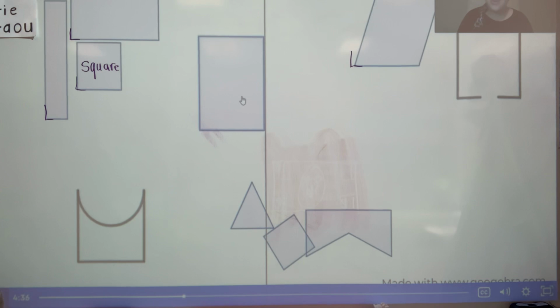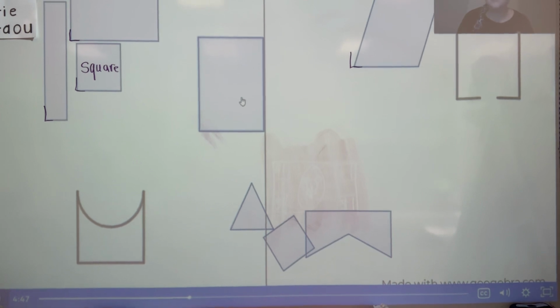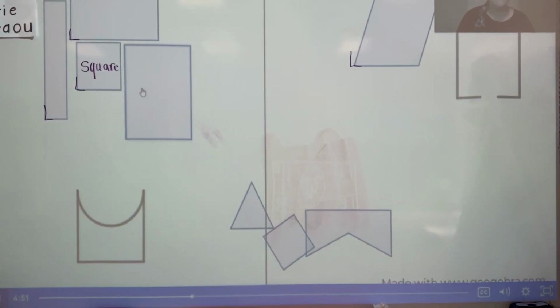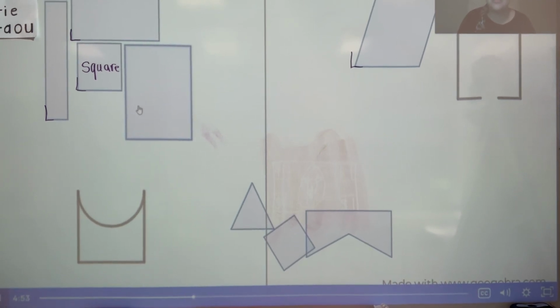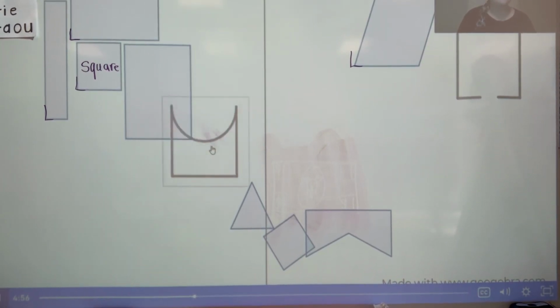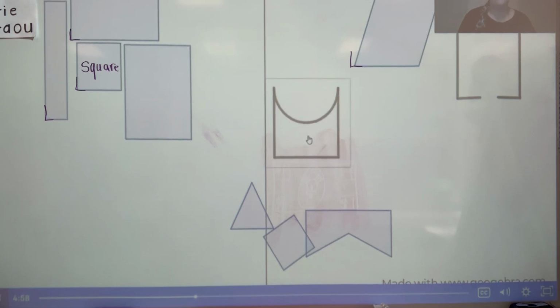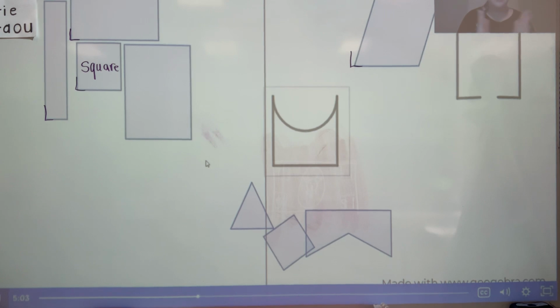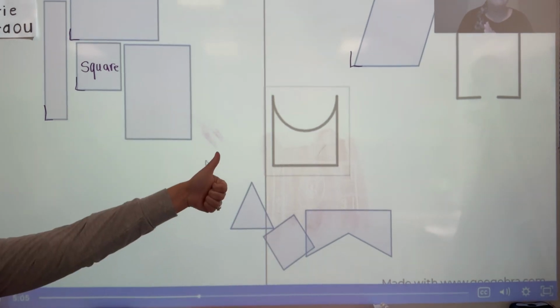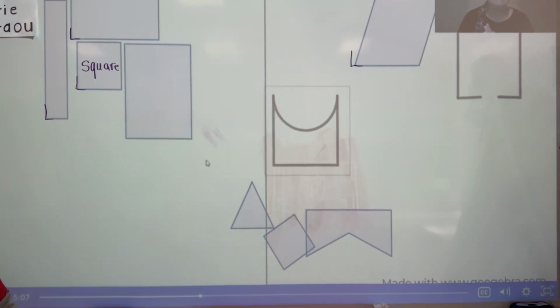It has 4 sides and 4 corners that are all in the shape of an L. I also heard a friend say, and it is a closed shape. So it is a rectangle. Let's put it over here with the other rectangles. Let's look at this shape next. I'll put it over here. Do you think this shape is a rectangle? Thumbs up or thumbs down?